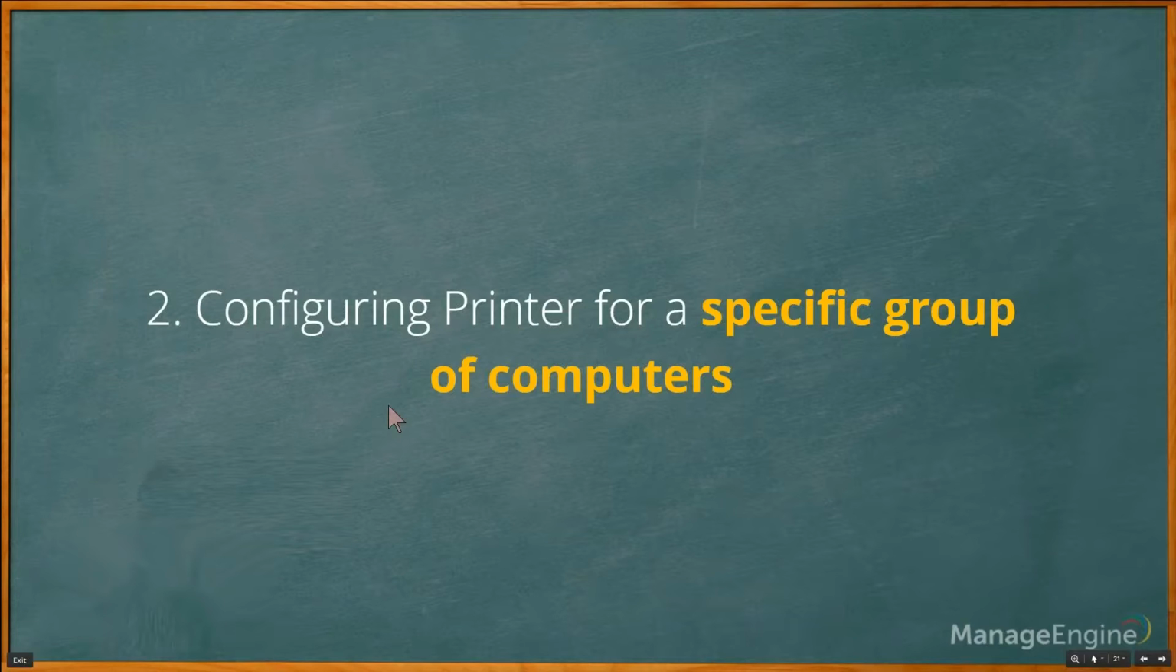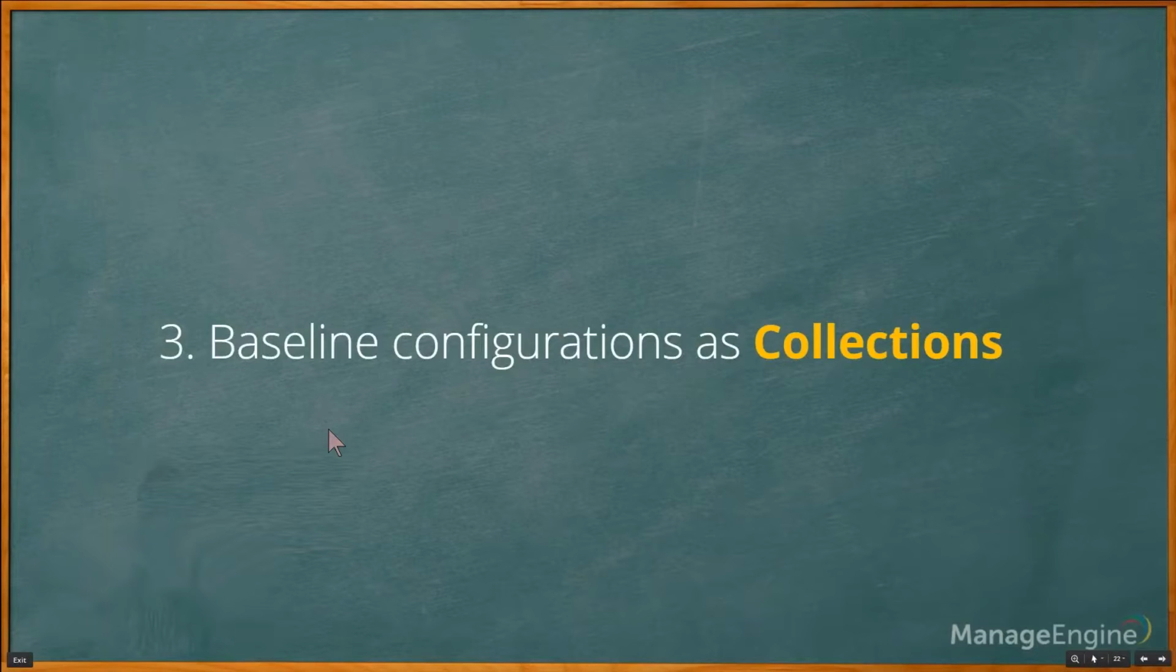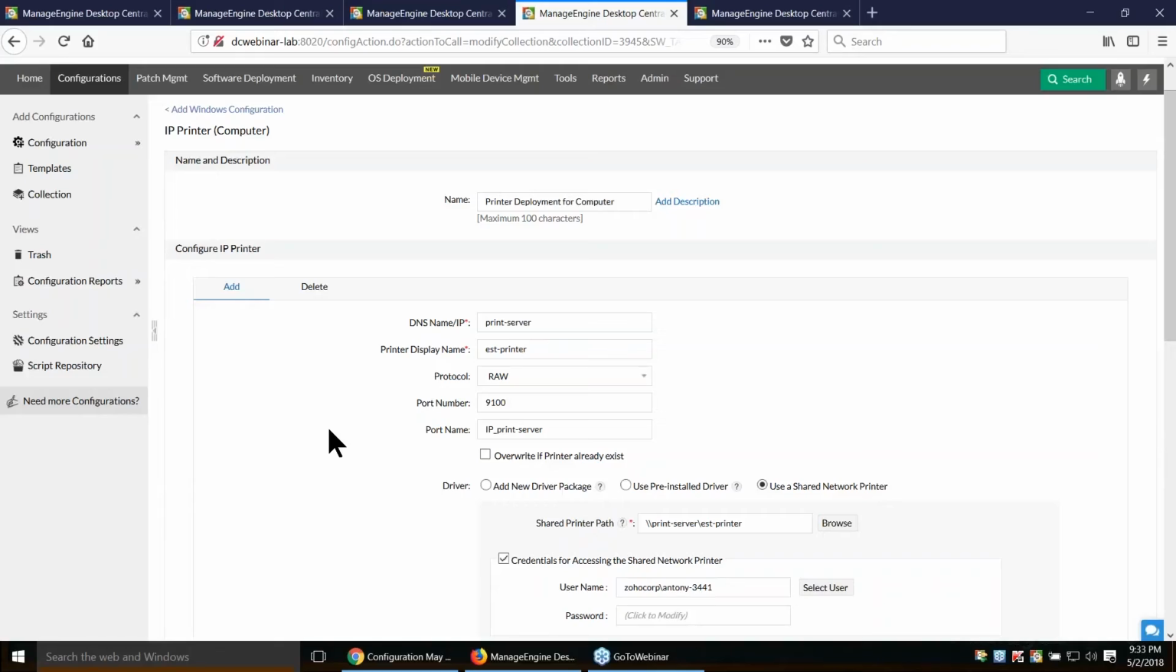So that's the second task that we complete. Let's go to the next task. How do you do baseline configurations as a collection? Now, when I say baseline configuration, imagine I want to do a collection of tasks that is baseline for new users or for upcoming users. Now, how do I do that?